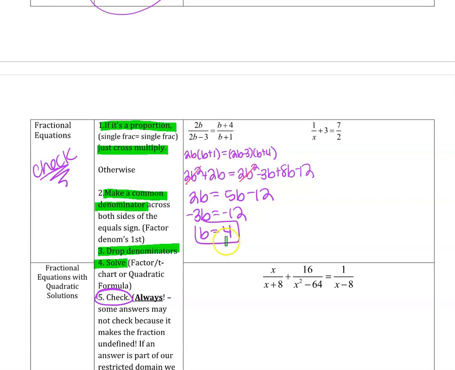Now, I just go back and check. Would that positive 4, if I look in the denominators, cause any denominators to go to 0? No, it wouldn't. So you're good to go. You don't have to reject anything.